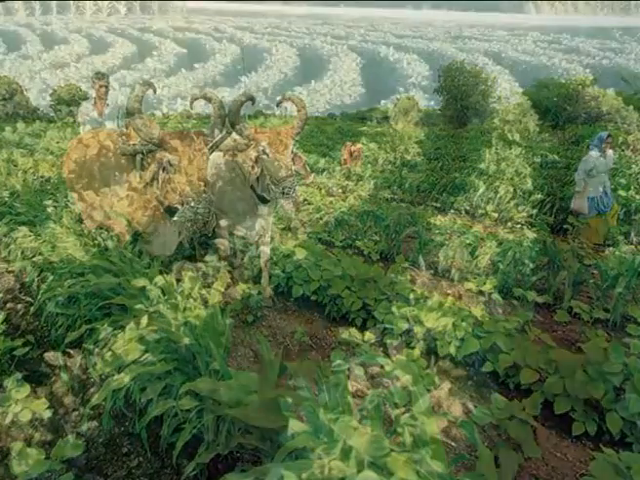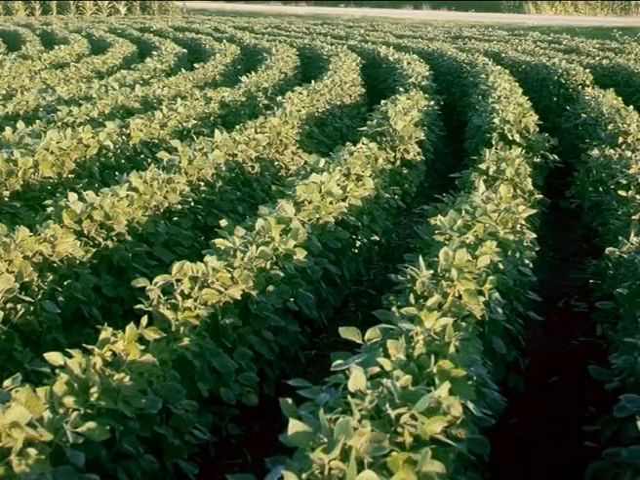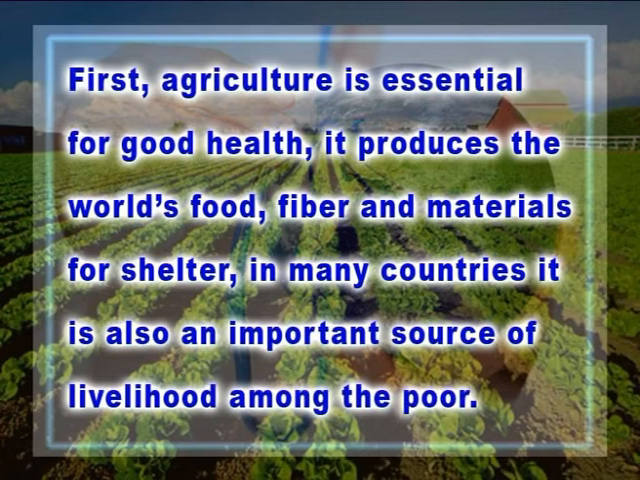Coming to occupational health and agriculture. Agriculture and health are linked in many ways. First, agriculture is essential for good health. It produces the world's food, fiber and materials for shelter. In many countries, it is also an important source of livelihood among the poor.